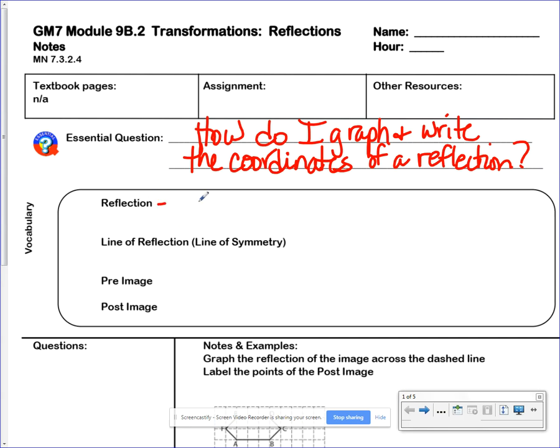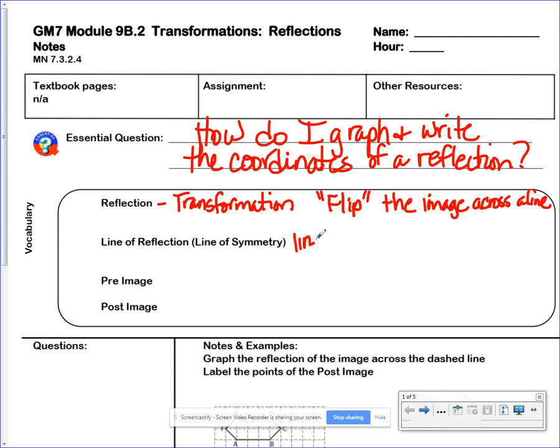All right, so what exactly is a reflection? This is a type of transformation. And what happens is we flip the image across a line. This particular line could be called the line of reflection. Sometimes it's called the line of symmetry, but it's the line that the image is flipped across.